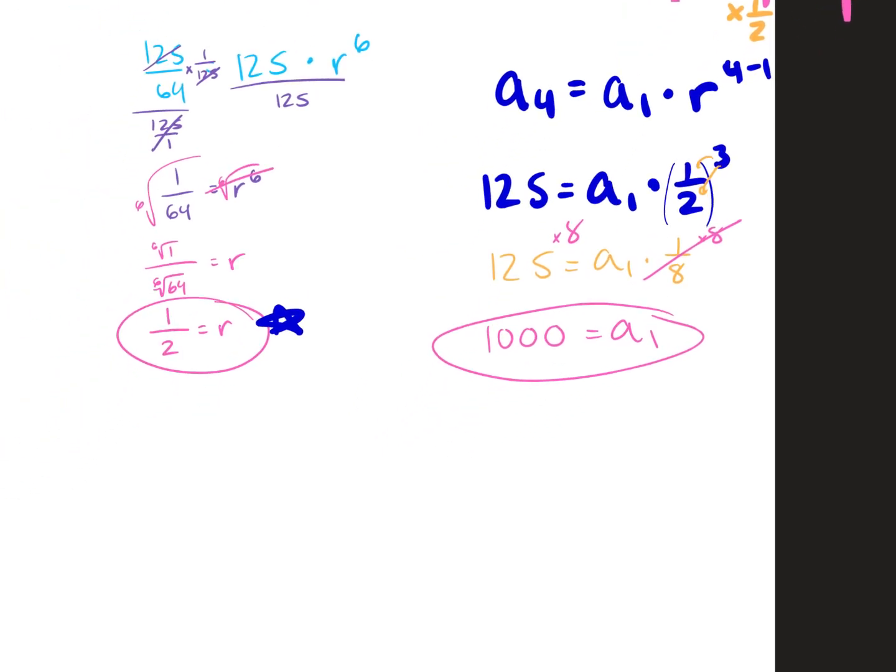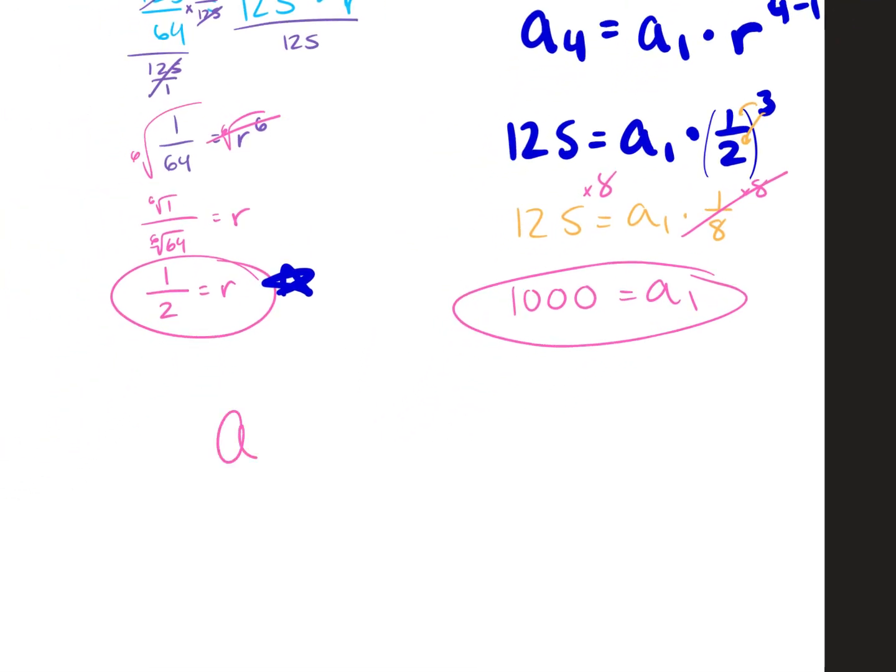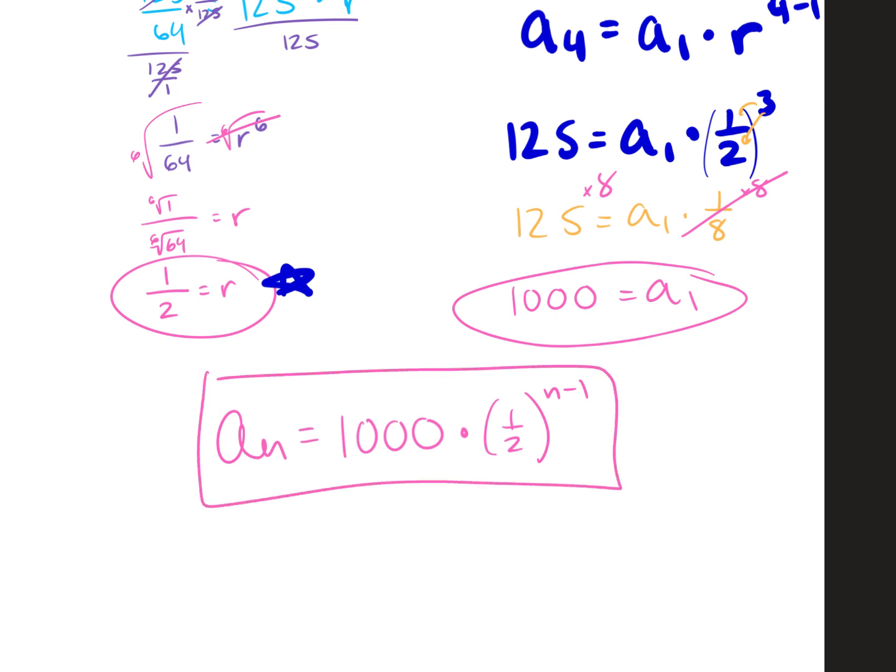So now that we have r and a sub 1, we can plug it into our general formula. So a sub n is equal to, what's a sub 1, our first term? 1,000 times r, which is 1/2 to the power of n minus 1. So this is our general formula. What term does it ask us for? The 14th. So I'm going to plug in 14 into n. So a sub 14 is equal to 1,000 times 1/2 to the power of 14 minus 1.